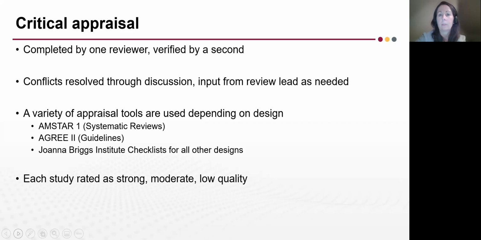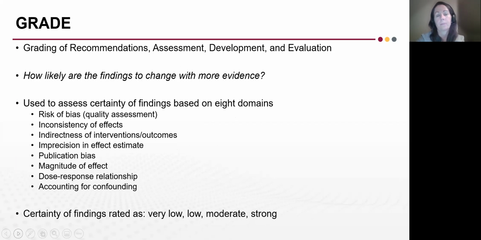We were absolutely not willing to forego the critical appraisal for speed. We know that throughout the pandemic, as much as 40% of the emerging evidence was available through preprints, which means that it wasn't peer reviewed, and therefore that made the quality appraisal that much more important.